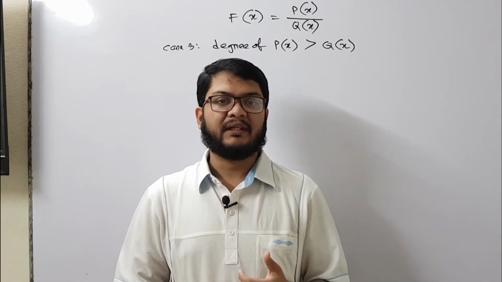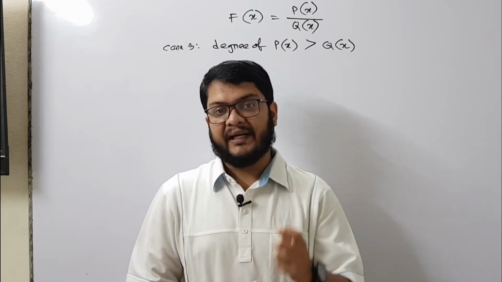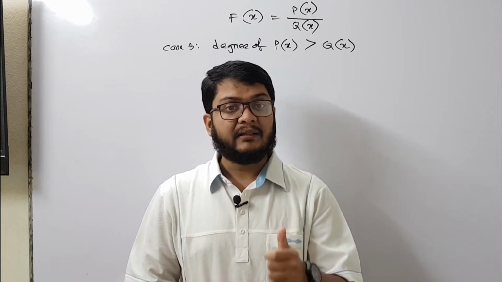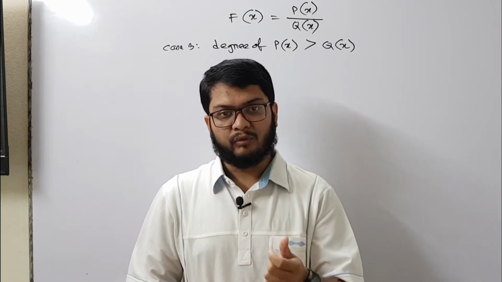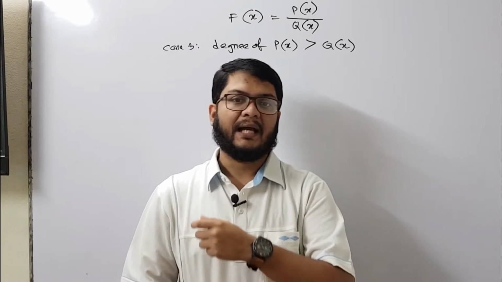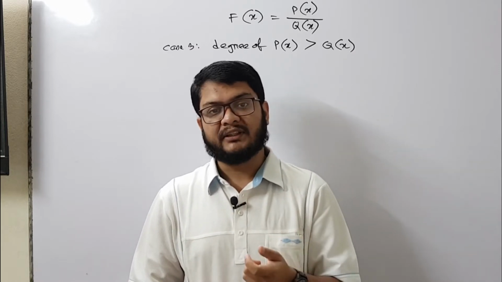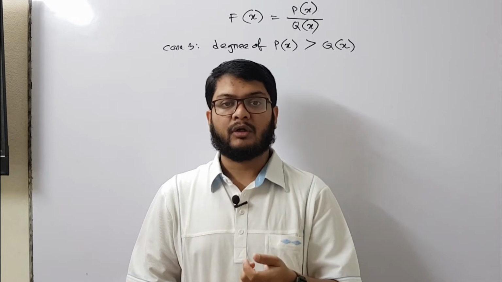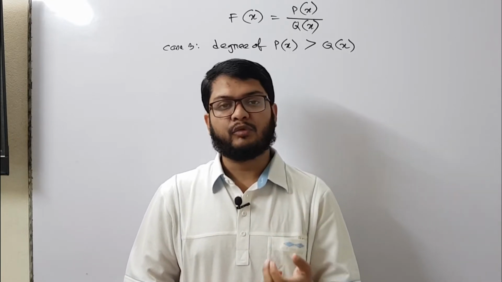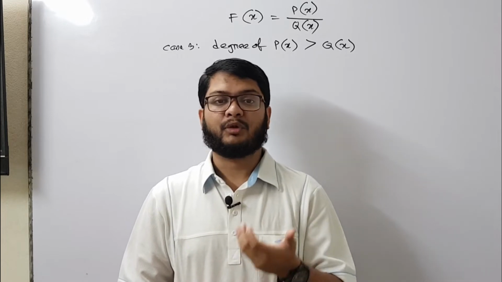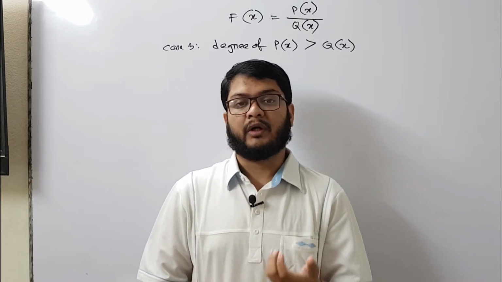In this lecture, we will discuss the application of infinite limit to rational functions. In the earlier two lectures, we discussed two cases. In case number 1, we saw what happens when we apply infinite limit to a rational function where the degree of the numerator was less than the degree of the denominator, and in case 2 we saw when the degrees of both numerator and denominator were equal.